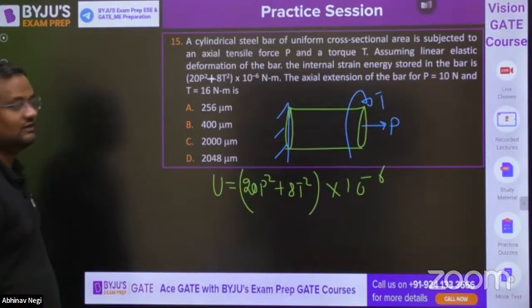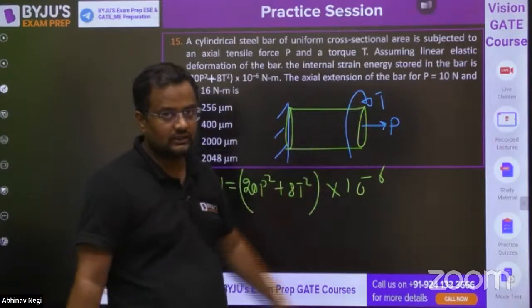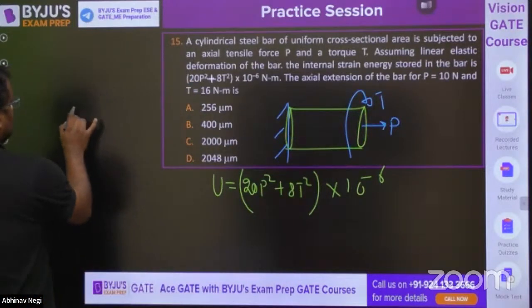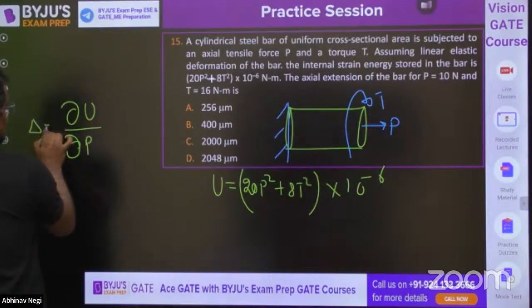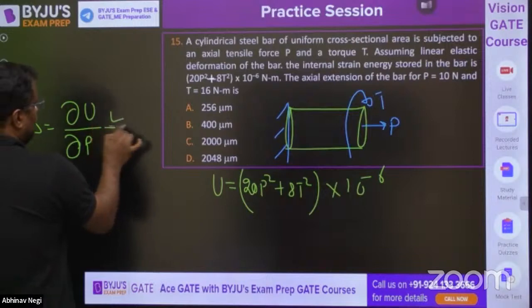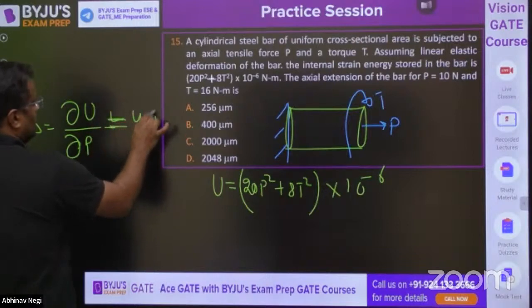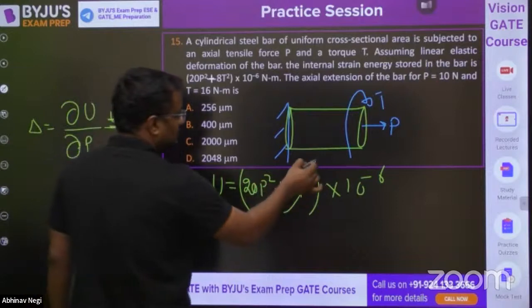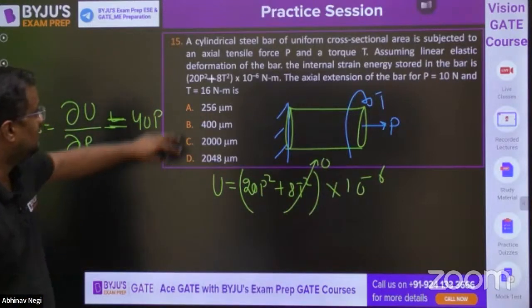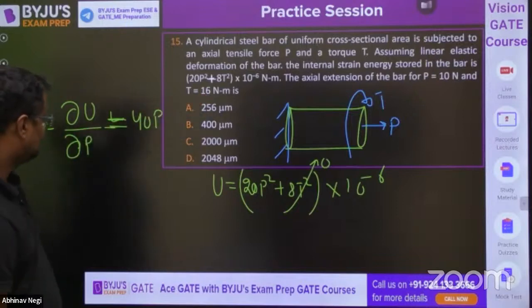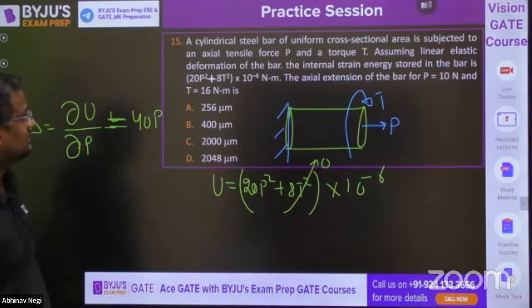Now axial extension of the bar is only due to P, not due to T. So del U by del P is equal to deflection. So this will be 40P. Differentiating this with P, the T term will be 0. So 40P, and P value is given as 10 Newton. So that will be the deflection. Del U by del P, what is asked? The value is 40 into this.